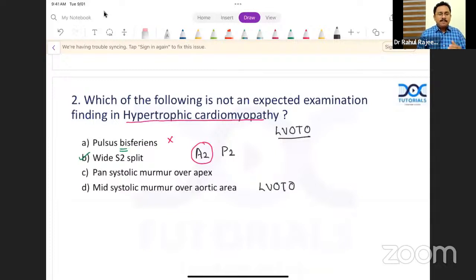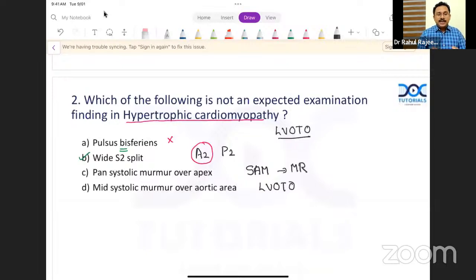Now, can you get a pansystolic murmur in case of hypertrophic cardiomyopathy? You can. Is it common or less common? It is less common. Then which murmur is more common? It is the mid-systolic murmur that is more common. And what is the reason for pansystolic murmur? This is because of the systolic anterior motion of the mitral valve leaflet resulting in a type of mitral regurgitation.